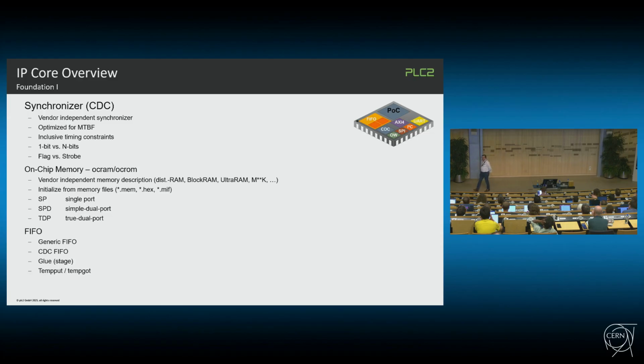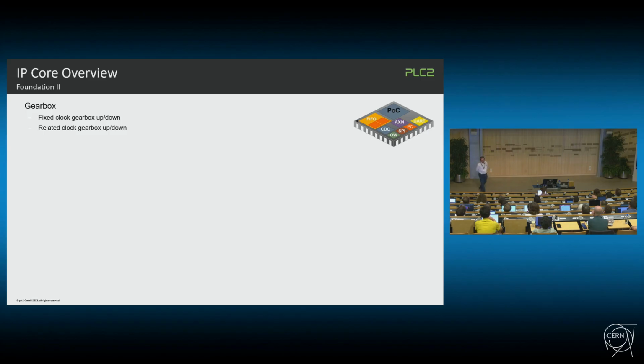Based on these memory implementations, we have FIFOs, generic FIFOs, then the CDC FIFO. We have a so-called glue or stage, so that's the smallest FIFO you can implement, with just 2 stages. And we have temporary put and temporary got FIFOs. In case you have network transmissions with a retransmission buffer, or you have a CRC check, then you would use one of these 2 types.